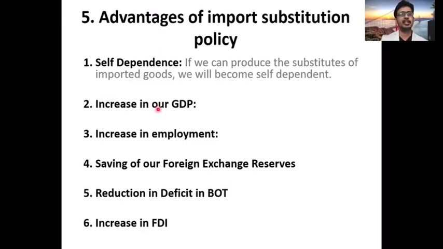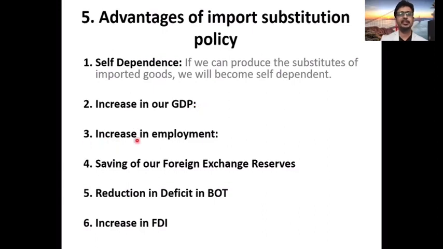Number two, increase in our GDP. Now, when the country tries to produce the substitute goods of the imported goods within the country, the total output in the country will increase. Our gross domestic product or the national income will increase, because now we are not purchasing goods from outside, we are producing them on our own, and that's the reason that our GDP will increase.